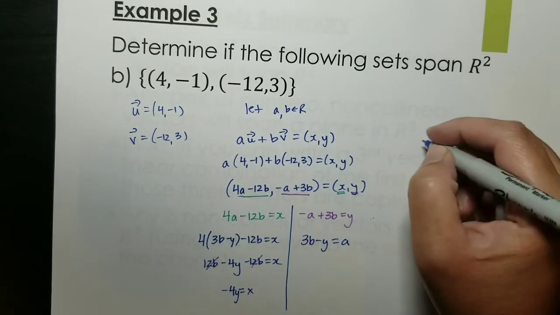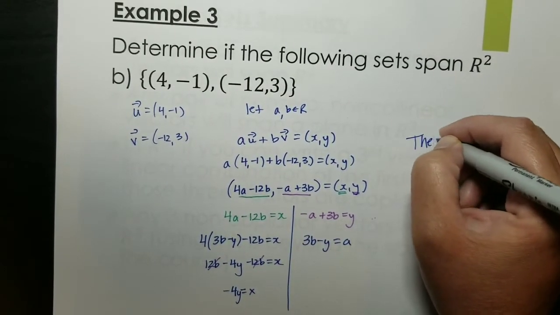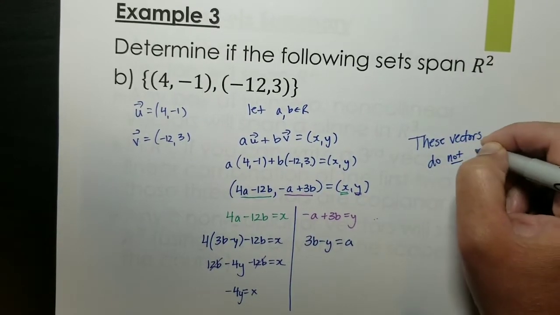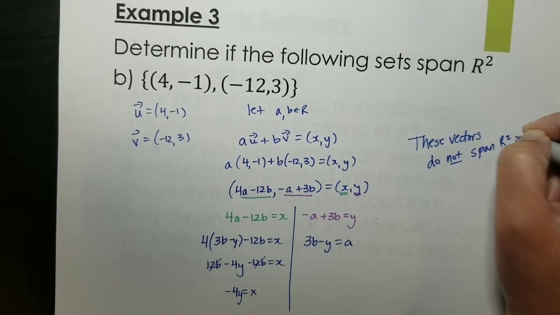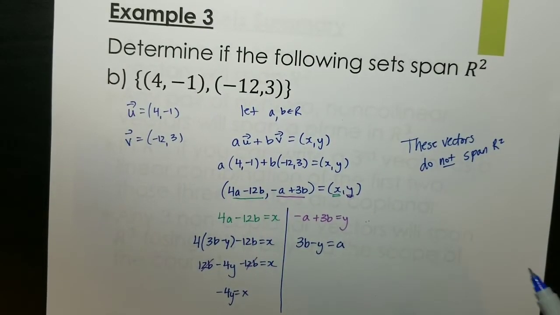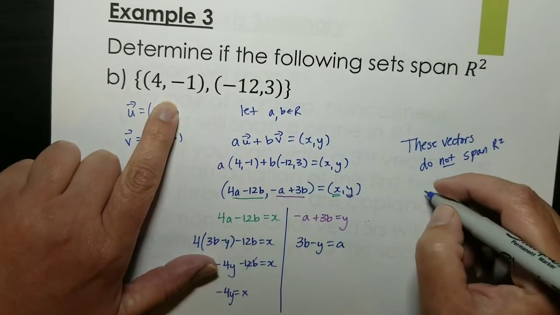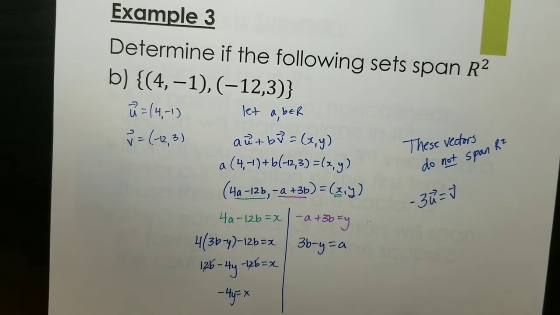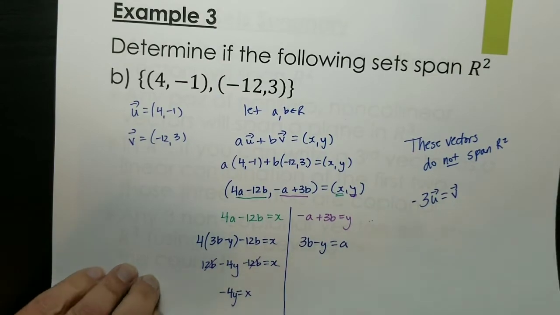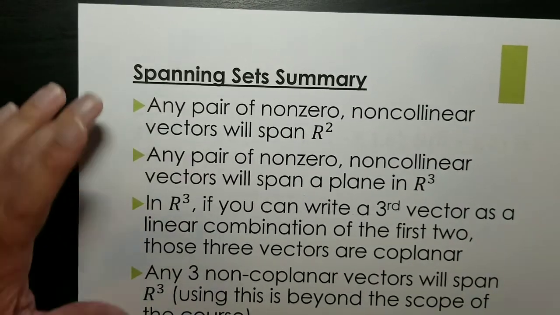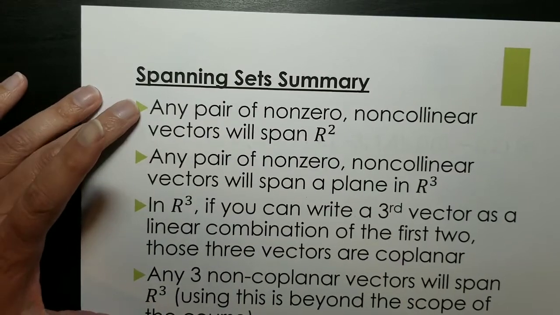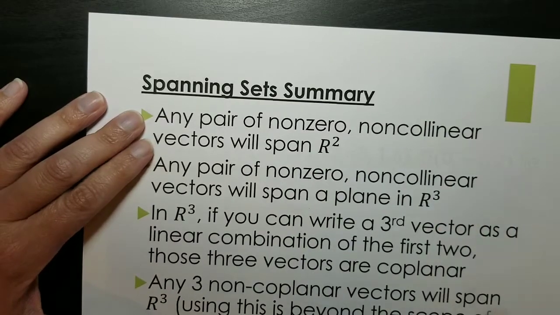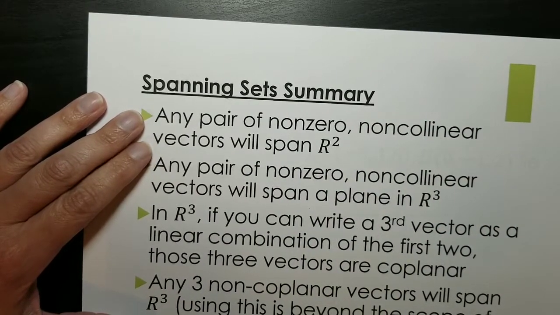So here we would say these vectors do not span R2. And actually the reason that they don't is that they're parallel, because -3 times vector U equals V. So, as we've seen, if you have a pair of non-zero, non-collinear, so not scalar multiples, then those vectors will span R2.